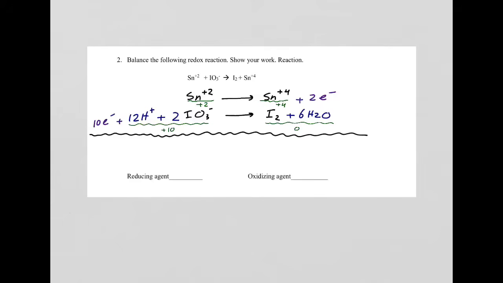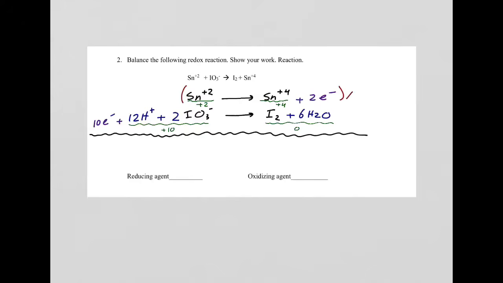But if you look over here, this guy lost 2 electrons, but this guy gained 10 electrons. These two have to match. You lose 2, the other one gets 2. You lose 10, the other one gets 10. So these two have to match, and they don't match. That's okay. We can make sure they match.